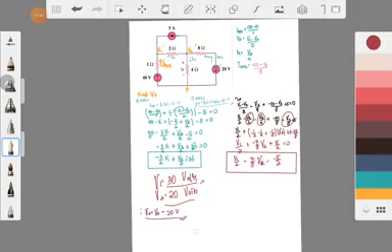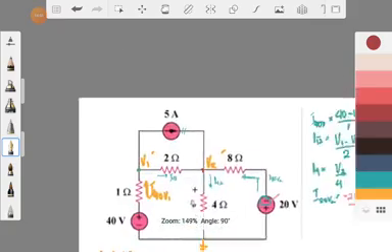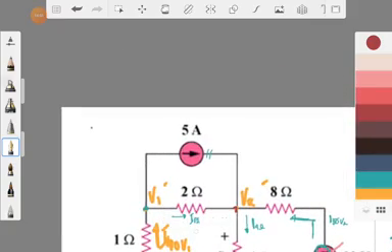So that is our another example for your case 1 nodal analysis.